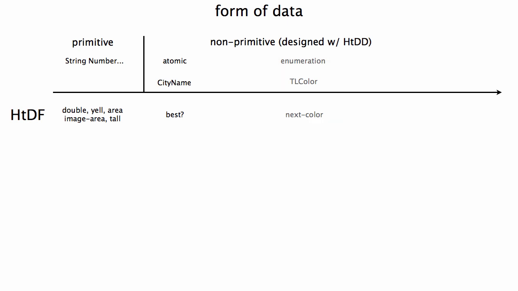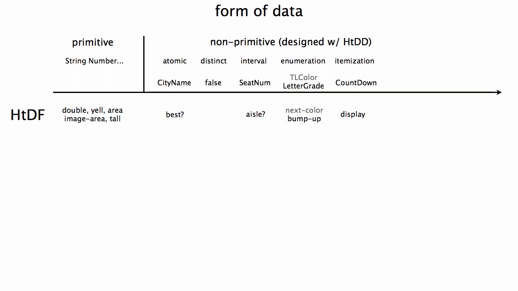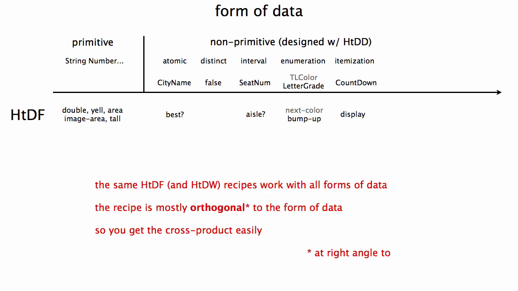Now what's going to happen the rest of this week is we're going to learn about some other forms of data, including intervals, enumerations, itemizations, and a special form called distinct. And we'll see examples of those types. And you'll be able to design functions that operate on them. As I said before, the HtDF recipe is largely orthogonal to the form of data. So HtDF works the same way with different forms of data.